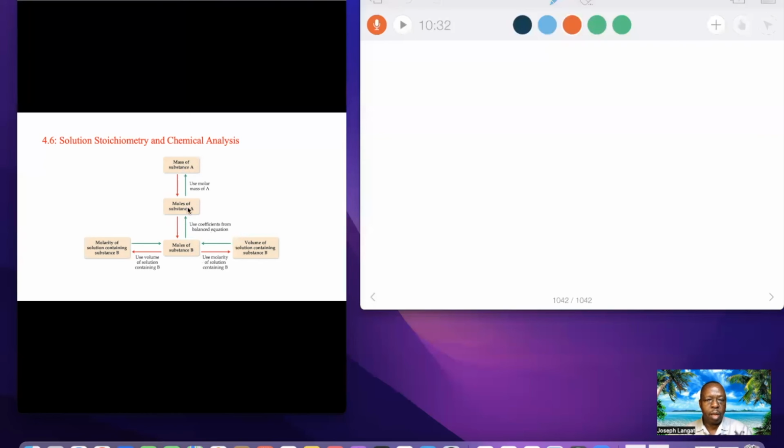This is chapter 3 concept. This is chapter 3 stuff. But here, this is where the solution stoichiometry comes in: the molarity of solution containing substance B. That means there should be a volume somewhere. Use the volume of solution containing B, find the number of moles, and move on to that.